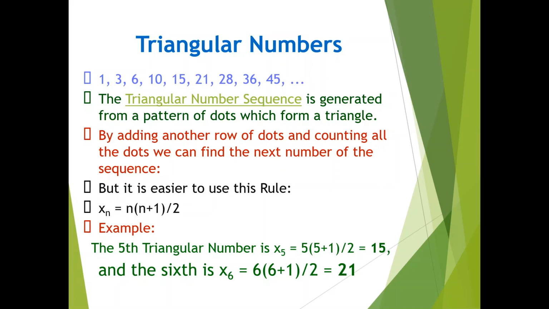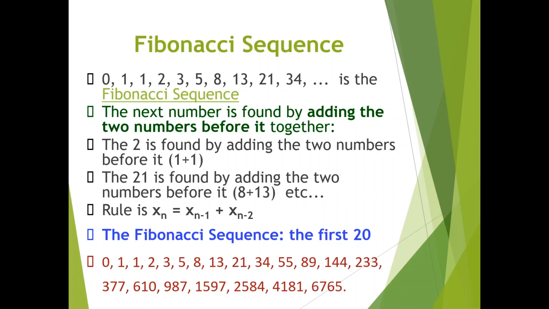So if you want to find the fifth triangular number, we just substitute n as 5. x5 is equal to 5 into (5 plus 1) divided by 2, which is equal to 15. And the sixth term is 6 into (6 plus 1) by 2, which is equal to 21.